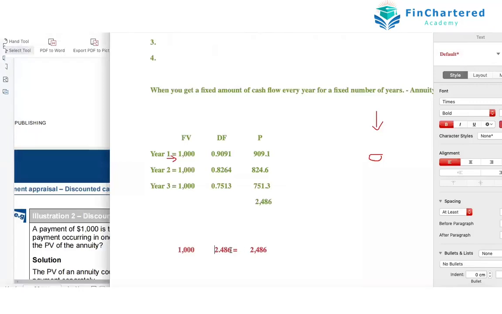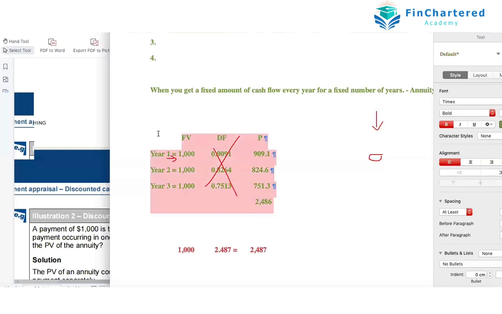So this 2.487, 2.486, you did not even have to add up like this. No need. All you have to do is pull out your annuity factor table and multiply that amount of 1000 with the annuity factor. You will get the present value. So 1000 is multiplied with the annuity factor 2.487. Now, point difference is fine. You will get the answer 2.487.